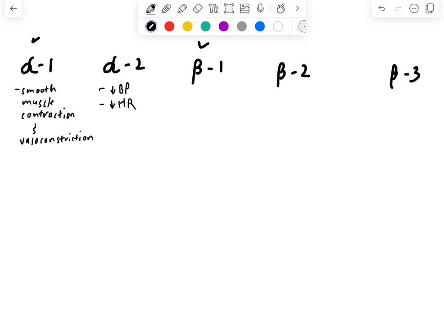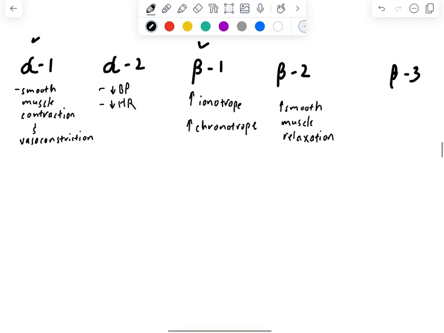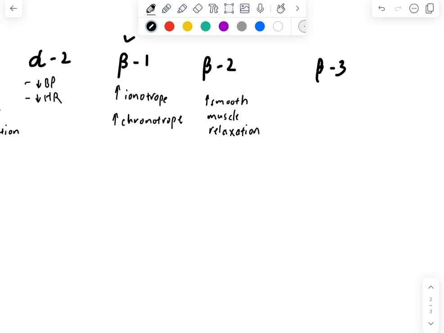Now let's move into the betas. So beta 1, this is your big boy. Activating beta 1 gives you a positive ionotropic and a positive chronotropic effect. And if we remember, a positive chronotrope will increase your heart rate, and a positive ionotrope will increase the force of contraction. So beta 1's your big boy, all right? Positive activation is going to increase your heart rate and increase your force of contraction. Now let's move on to beta 2. Beta 2 activation increases smooth muscle relaxation. And then last but certainly not least, we have beta 3. Beta 3 activation increases lipolysis and increases bladder relaxation.